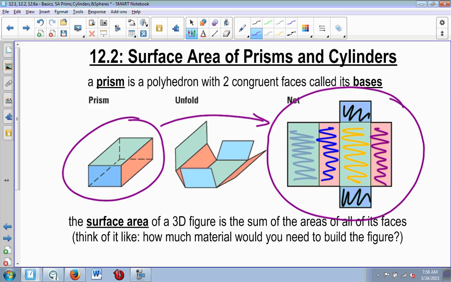So we're not going to do that in this class. We're actually going to learn one formula that's going to find all of those rectangle portions together, and it's going to add them all together for us.